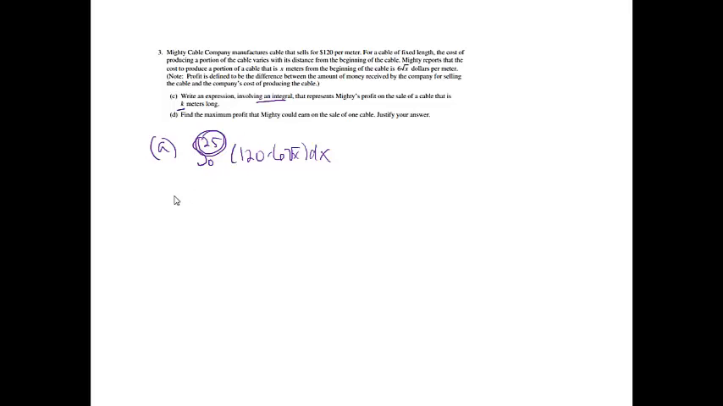So it's basically going to be the exact same setup. We just want to have k. So we're going to go 0 to k, 120 minus 6 square root of x dx. And it just said to write an integral expression, and I did that. So this one was worth 2 points.